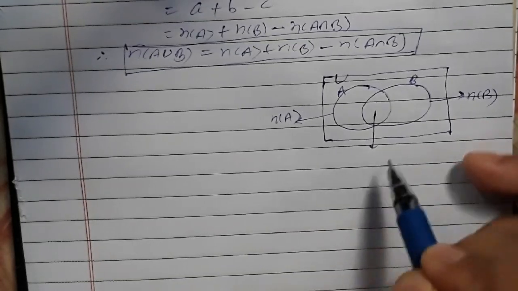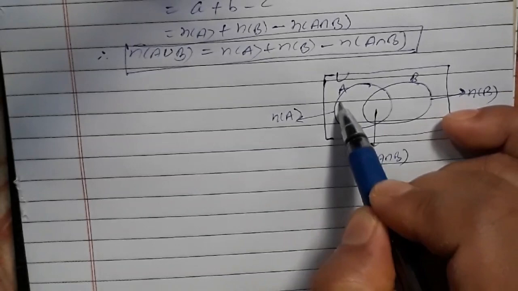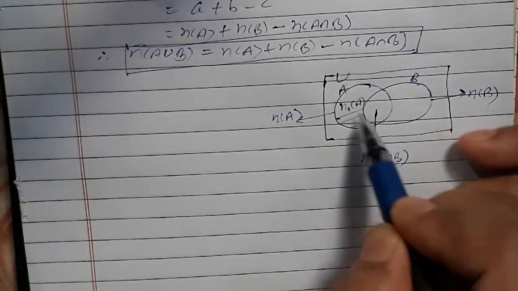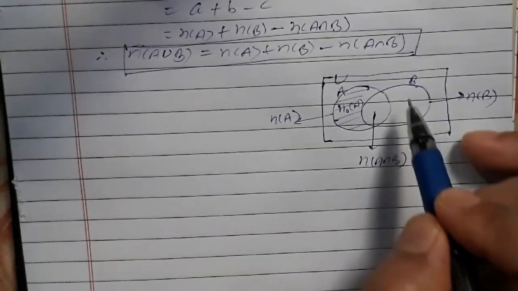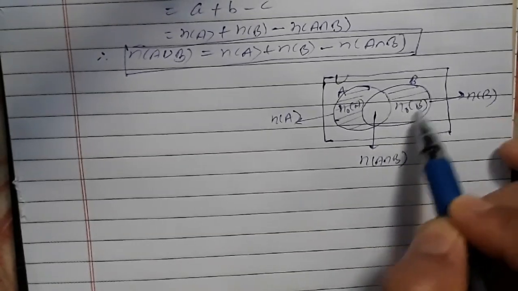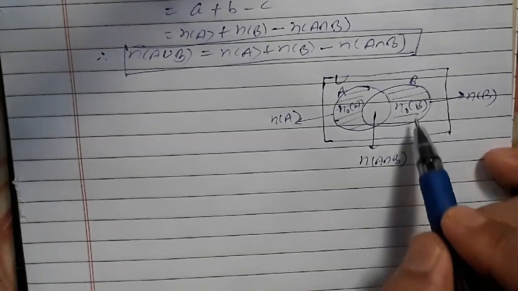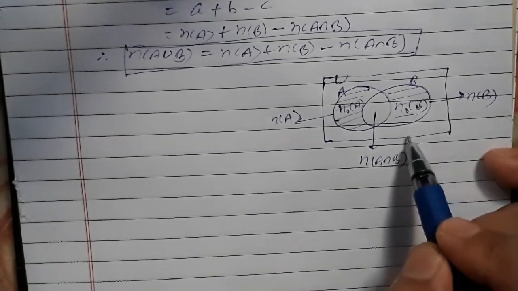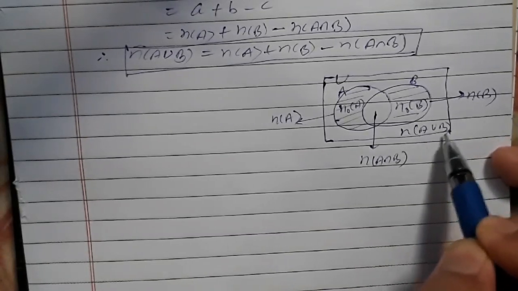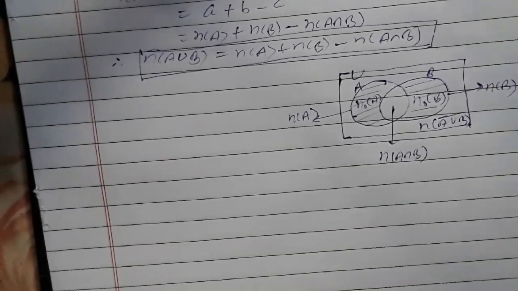Here, n of A intersection B. Here only A, this portion is only A, n of only A. Here n of only B. Here, inside the rectangular box but outside the circles, anywhere, you may write down n of (A union B) complement, the whole complement, right?